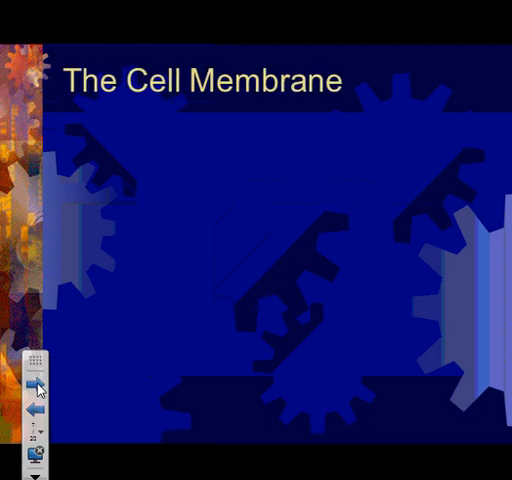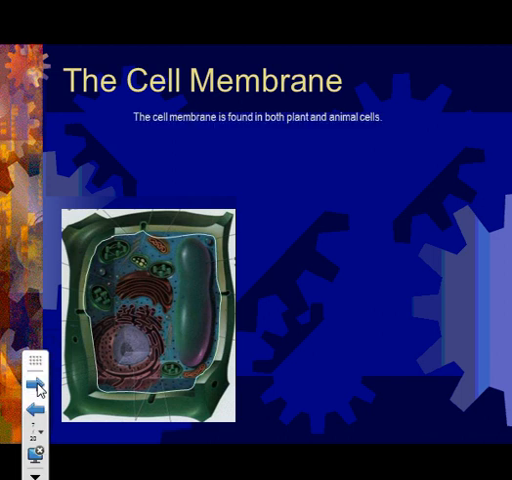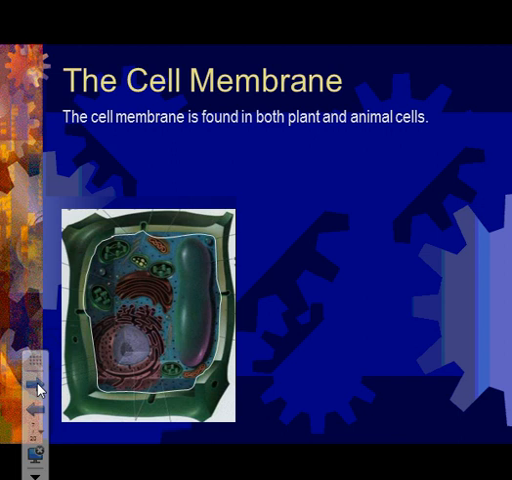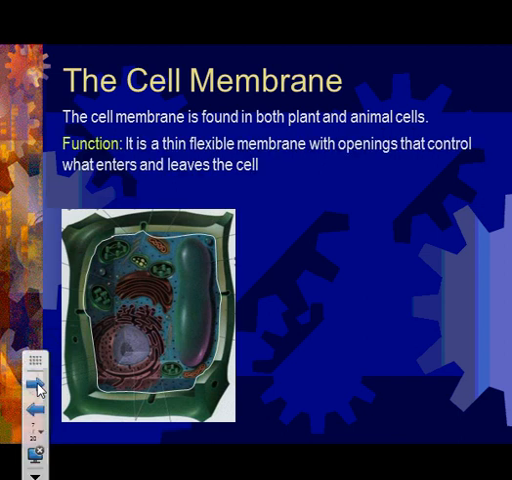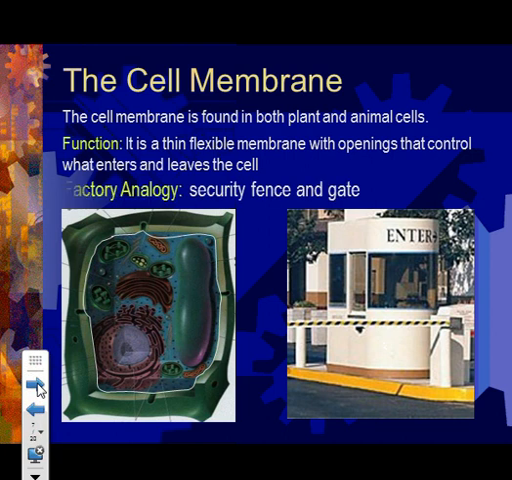The next part is the cell membrane. Now, plant cells have a cell membrane just inside their cell wall. The cell membrane is found in both plant and animal cells. In animal cells, the cell membrane would be the outer layer. Its function, it is a thin, flexible membrane with openings that control what enters and leaves the cell. In our cell factory, the analogy would be it's like a security fence with a gate and a guard, again, controlling what goes in and out of the cell.